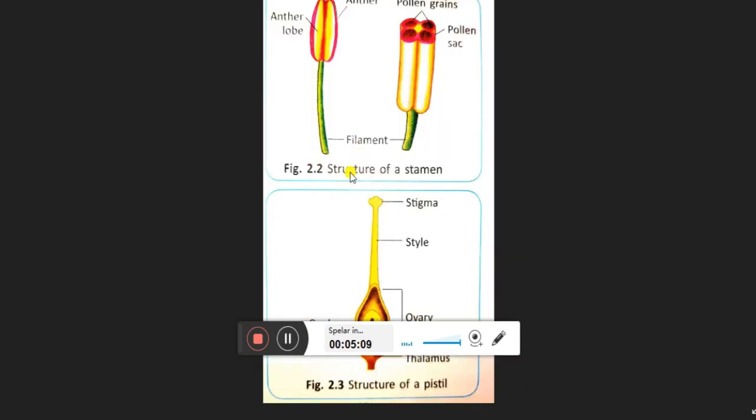Children, in your book the stamen is given like this. This is the anther, and the anther lobe is there, inside which the pollen sacs are present, and inside the pollen sacs the pollen grains are present.